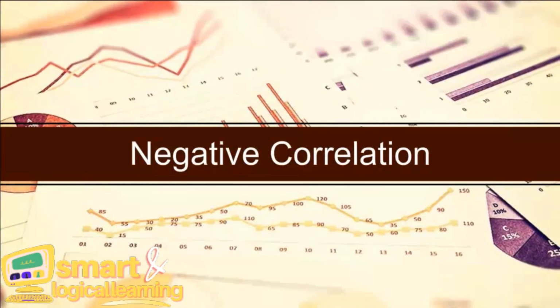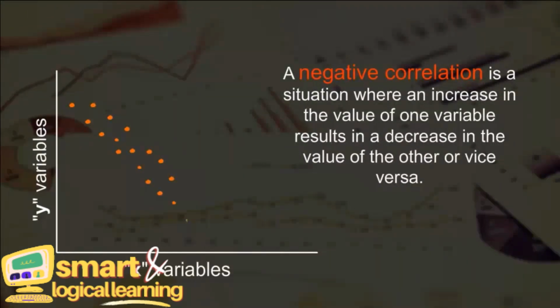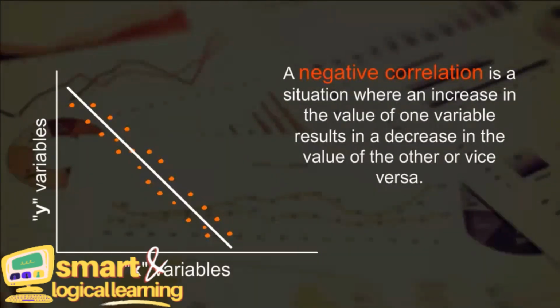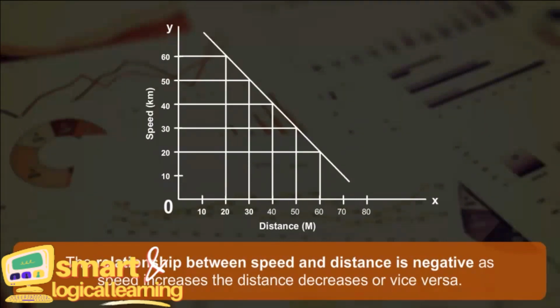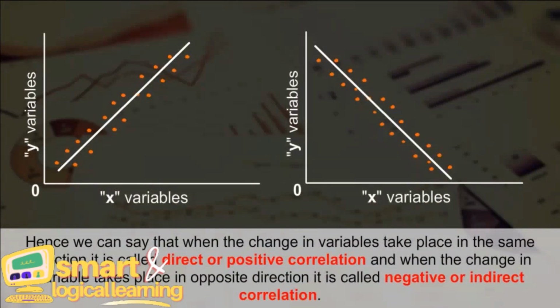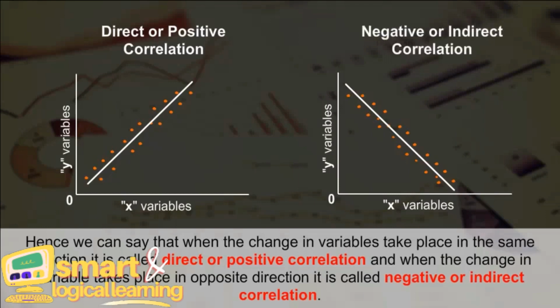Negative correlation. A negative correlation is a situation where an increase in the value of one variable results in a decrease in the value of the other or vice versa. The relationship between speed and distance is negative. As speed increases, the distance decreases or vice versa. Hence, we can say that when the change in variables takes place in the same direction, it is called a direct or positive correlation. And when the change in the variable takes place in the opposite direction, it is called negative or indirect correlation.